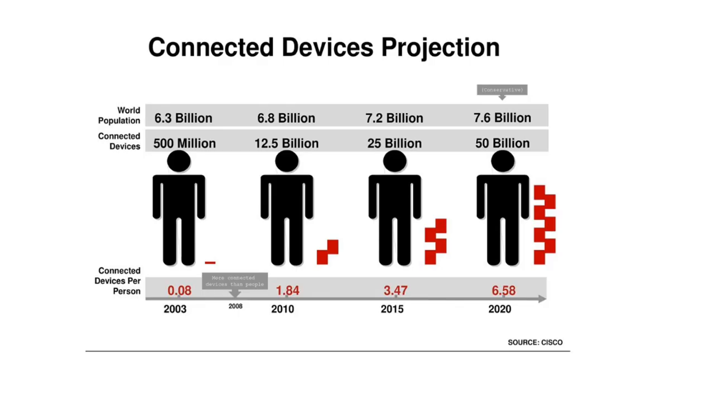Connected devices projection. From this figure, we can see that it's increasing every year. And by 2020, there would be around 6.58 connected devices per person. So, how can one person be connected to around 6 devices? The devices can be wearable technology. For example, we have smartphone, smartwatch, and also wireless headphones.